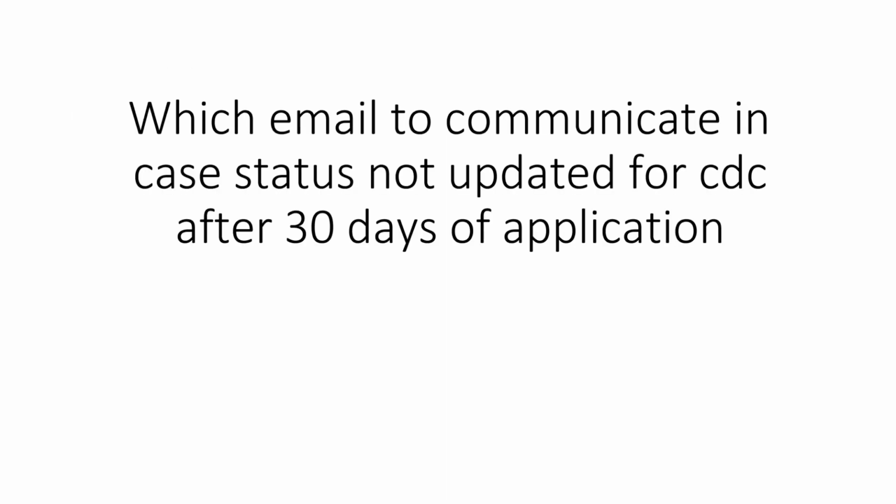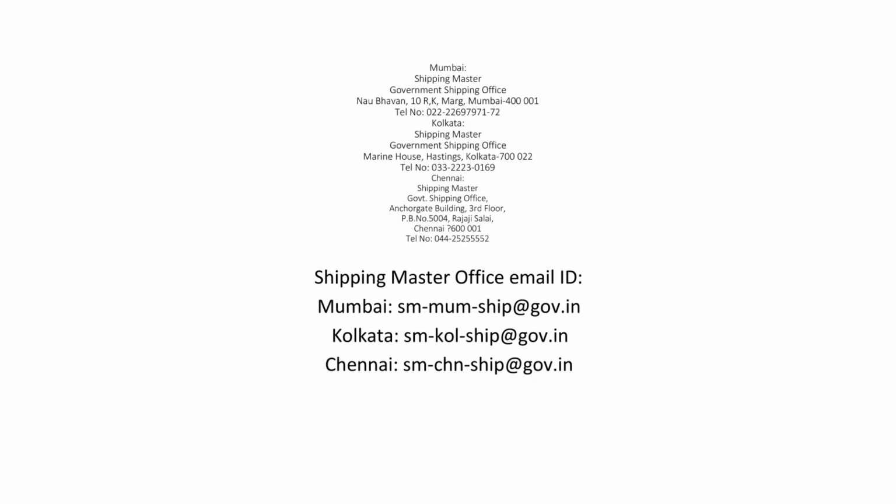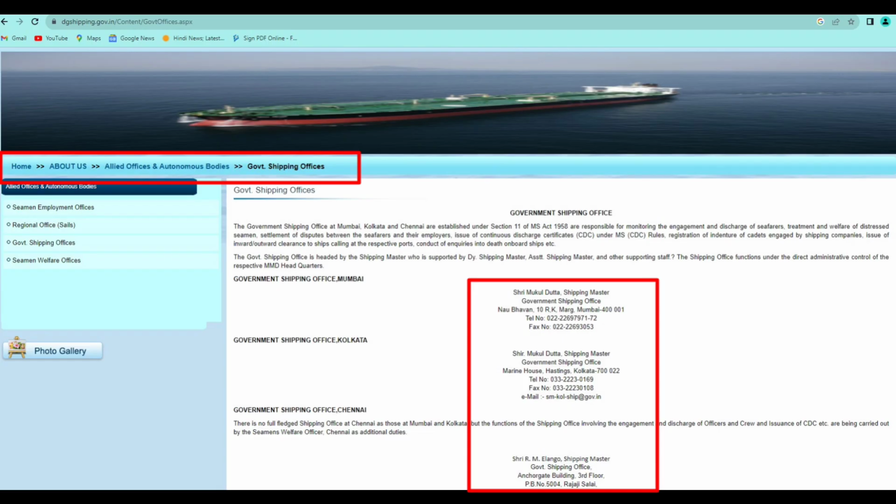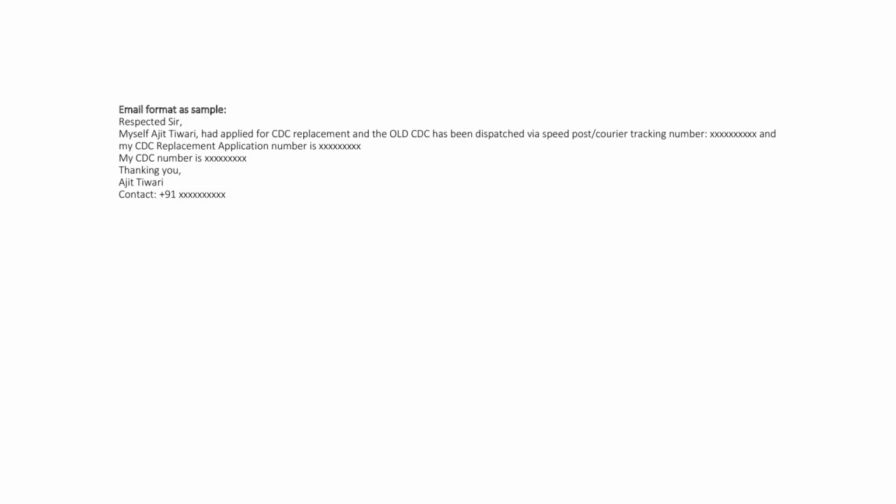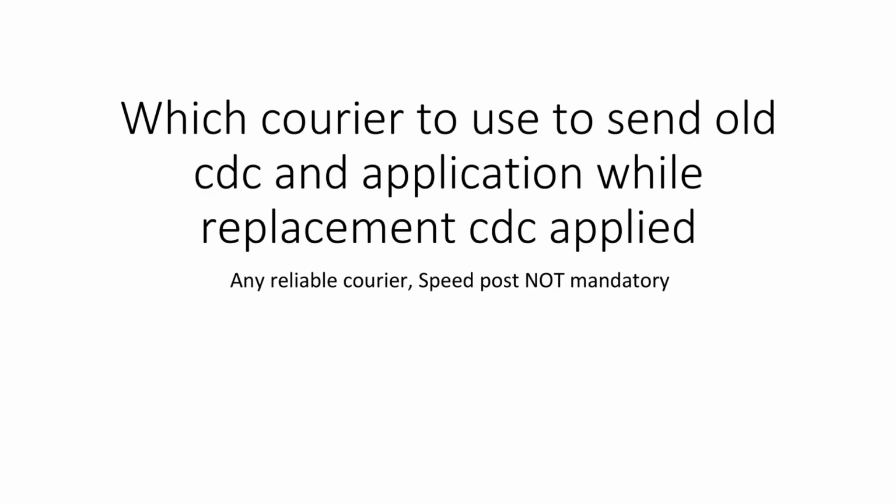Which email should I use to communicate in case the status is not updated for CDC after 30 days of application? The emails I have given here, and there is a link also on the dgshipping website. You should verify it before communicating with them. I have given you the email format here. You can use this format. Which courier should be used to send the old CDC and application while applying for replacement CDC? You can use any reliable courier. Speed post is not mandatory.